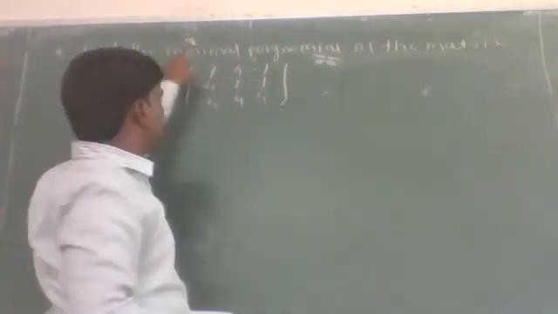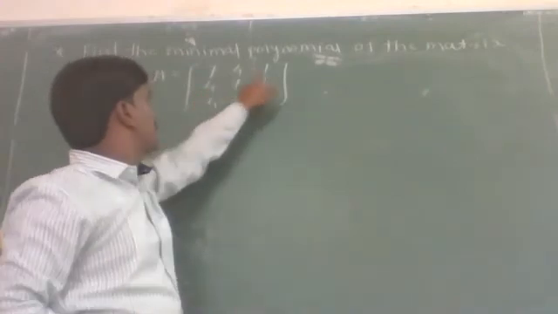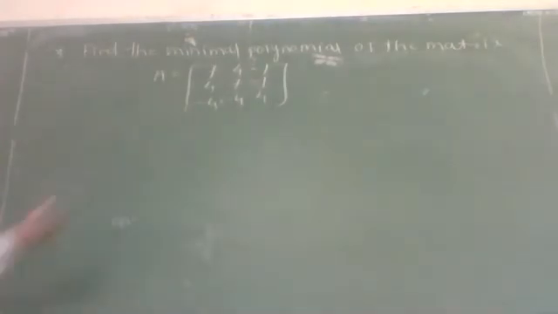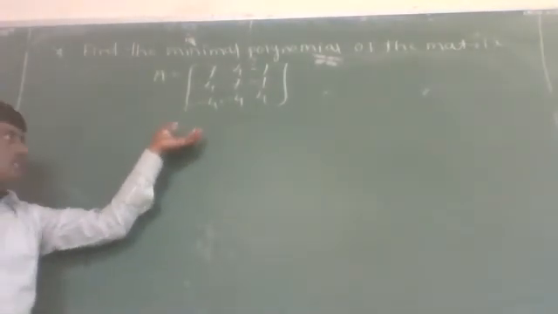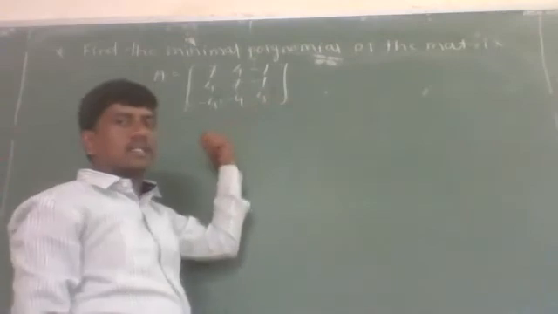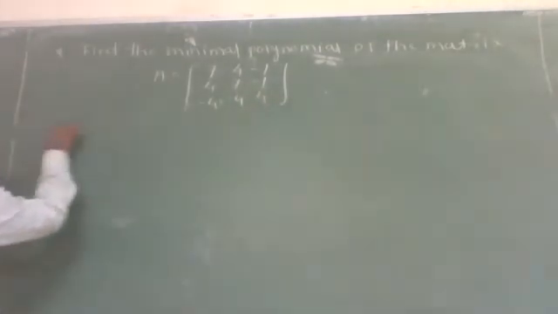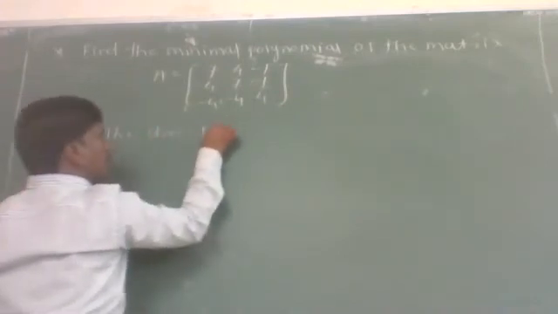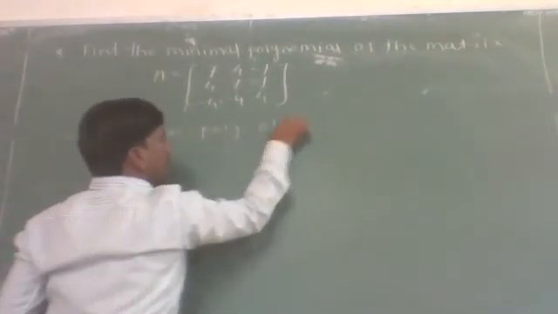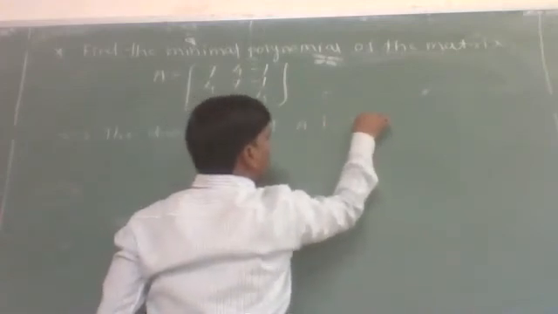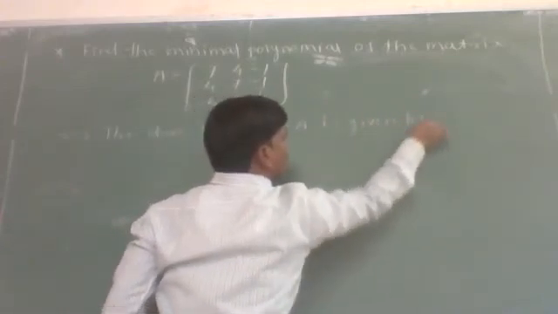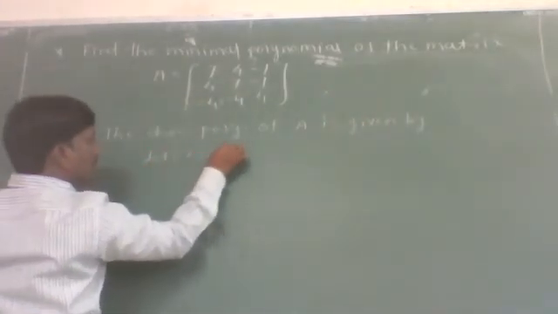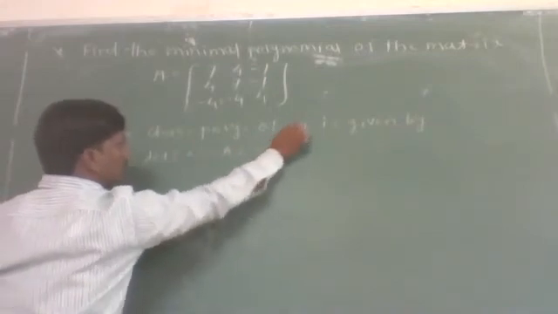and 4. Now to find the minimal polynomial, first we have to find the characteristic values of this matrix, that is, the characteristic polynomial of a matrix. And the characteristic polynomial of A is given by determinant of xI minus A. Determinant of xI minus A equal to 0 is the characteristic equation.